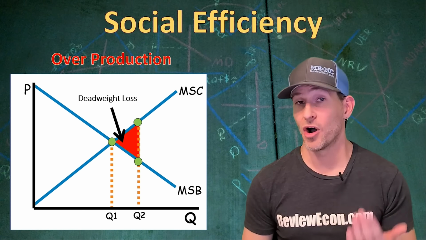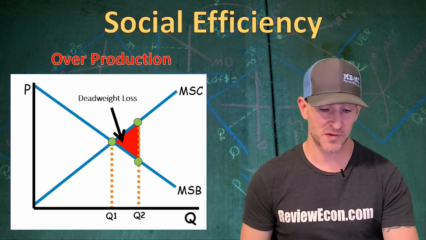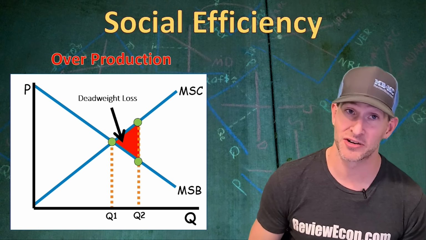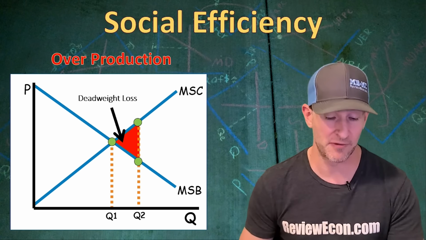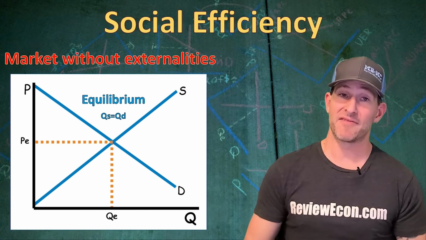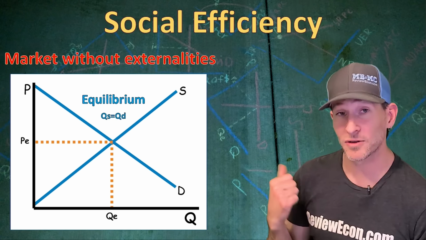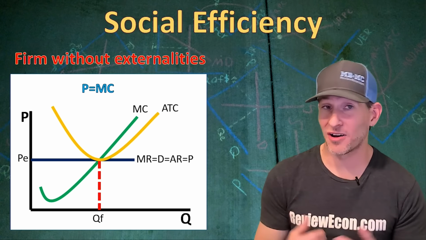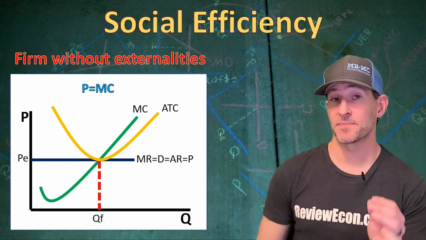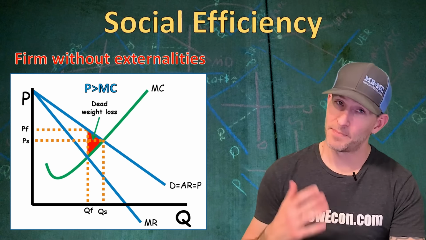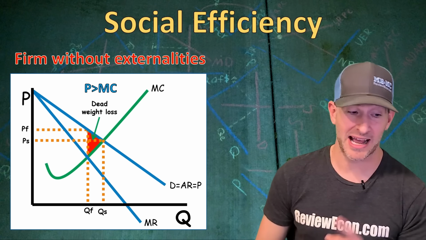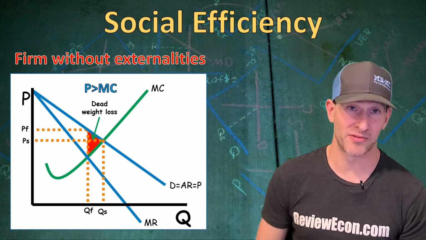We could also overproduce and have deadweight loss as a result, but Q1 in this example is that allocatively efficient or socially optimal quantity, and there we would have no deadweight loss. If we have a market without externalities, equilibrium is allocatively efficient. And a perfectly competitive firm is also going to be allocatively efficient because the price equals marginal cost. But when it comes to a monopoly, they are going to have deadweight loss and they are inefficient as a result of having price greater than marginal cost.